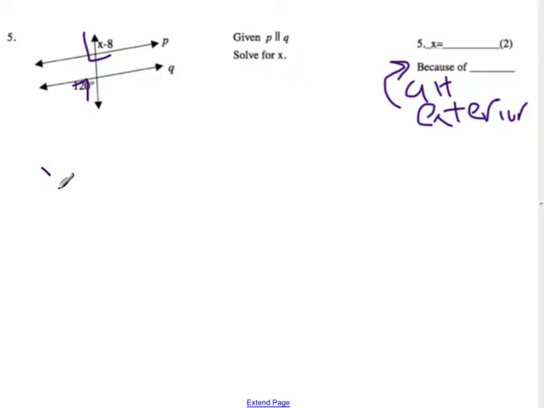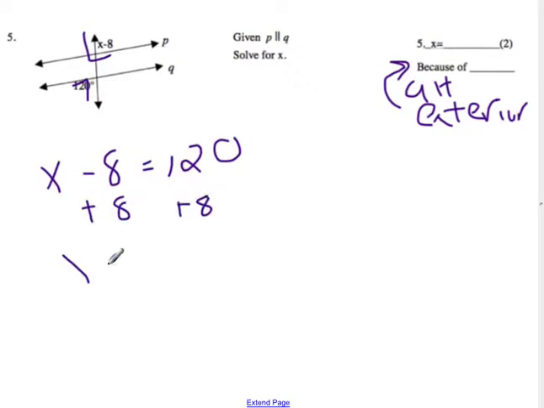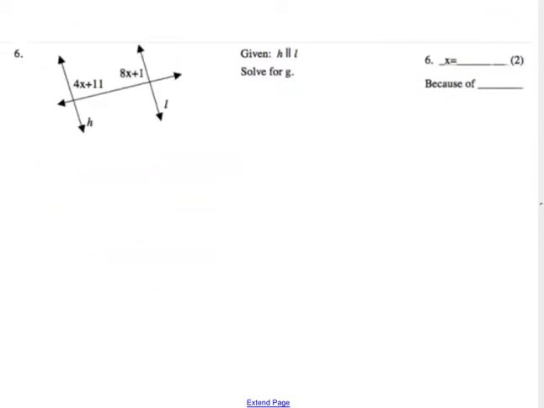So then I know that x minus 8 is equal to 120. To solve for x, I add 8 to both sides, and I get 128. So x is equal to 128 degrees for number 5. Let's take a look at number 6. I notice on number 6 that they're both on the inside of the parallel lines and they're going in order, so that means that they are consecutive interior angles.